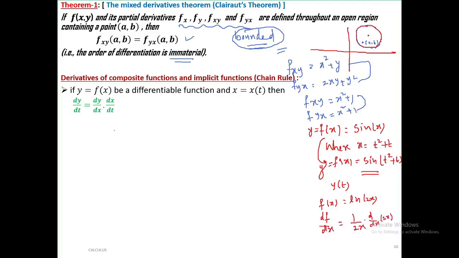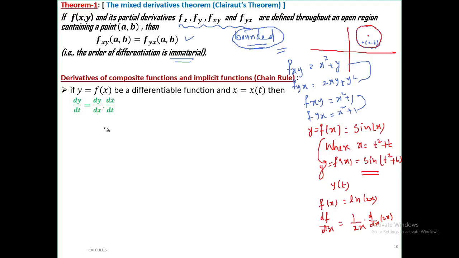Same thing. dy by dx, again x derivative is dx by dt, like this. Now if you cancel out dx and dx, you will get dy by dt only. Look at dx and dx will be cancelled out. What will remain? dy by dt only. Okay. So this is proceeding by using chain rule.